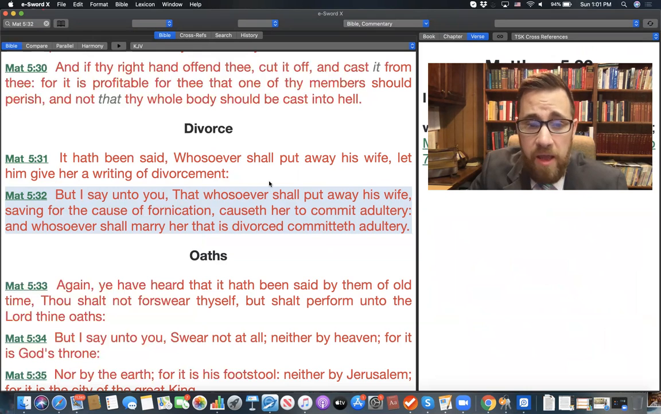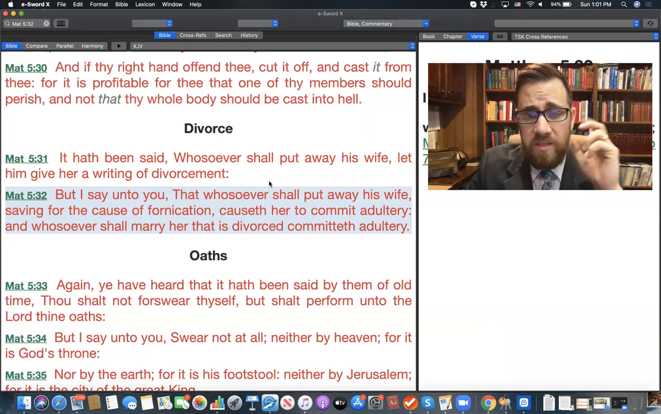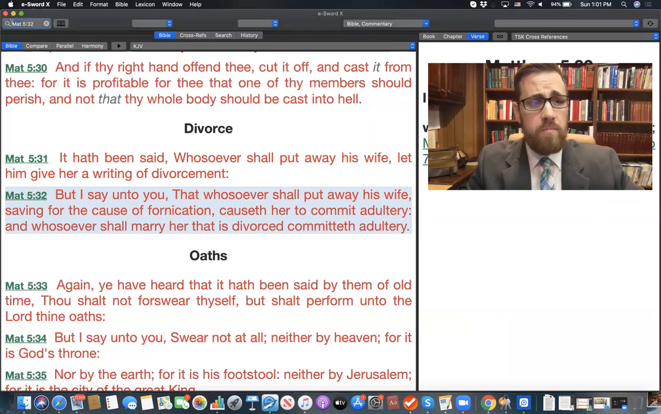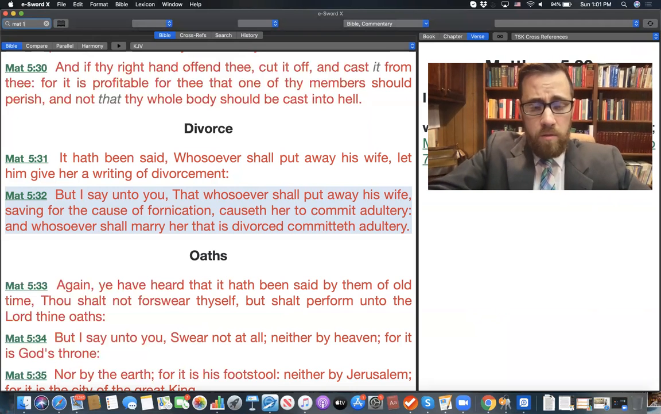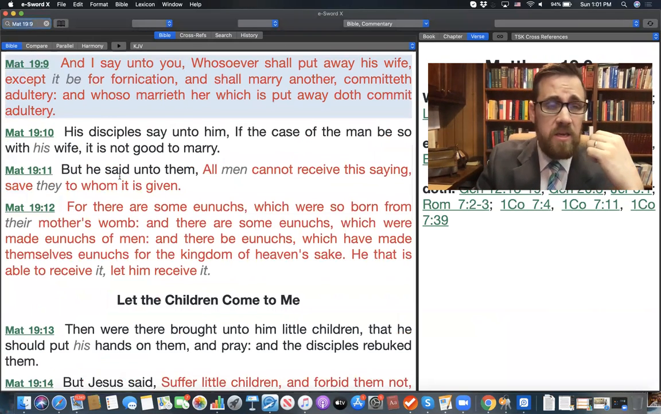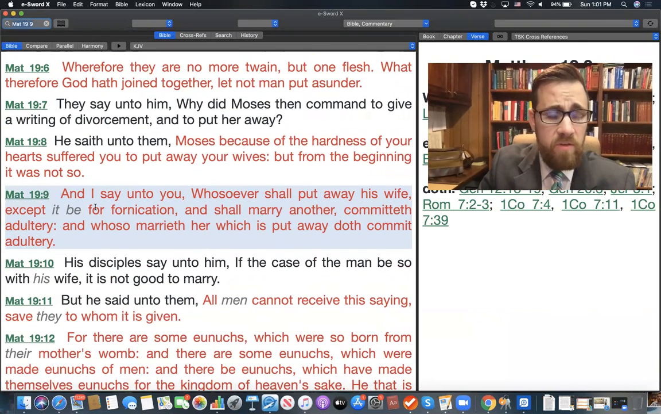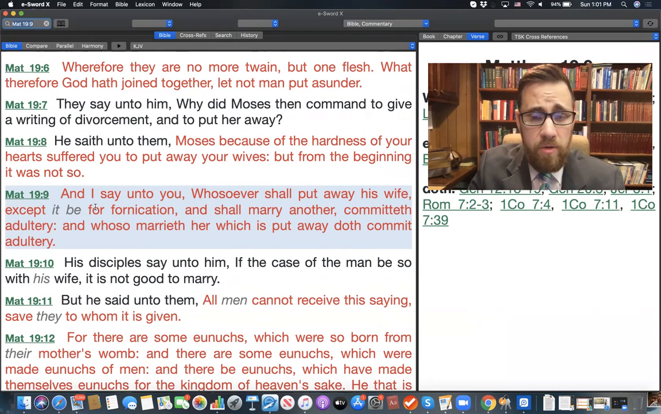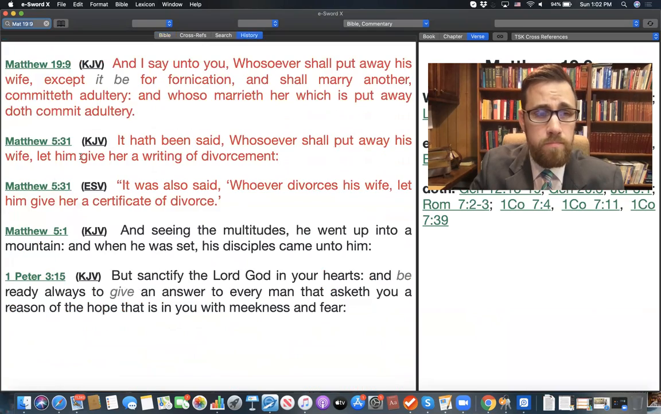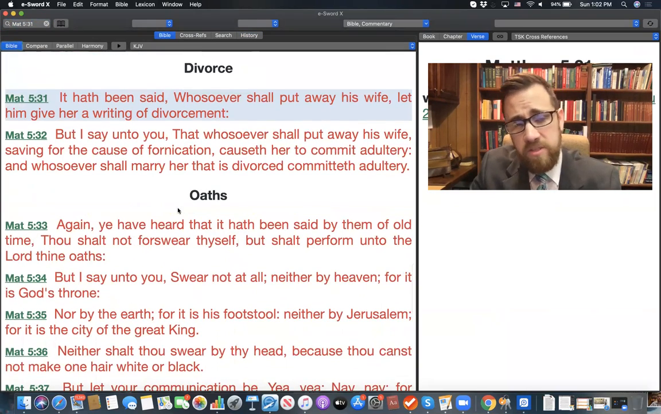Matthew 19:9 have. Matthew 5:32: "But I say to you that whosoever shall put away his wife, saving for the cause of fornication, causes her to commit adultery." So there's that exception clause there. And then if we look at Matthew 19:9: "I say unto you, whosoever shall put away his wife, except it be for fornication, and shall marry another, commits adultery, and whosoever marries her which is put away doth commit adultery." Those are the two passages with the exception clause.